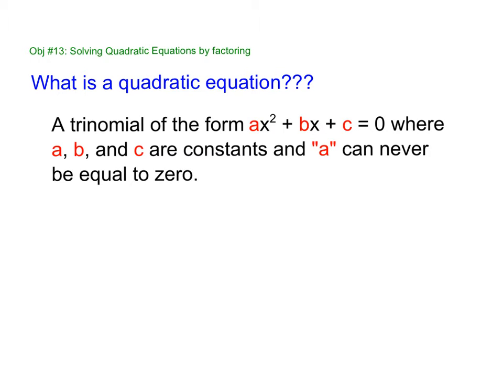So with a quadratic, the highest power has to be x squared. You have to have an x squared. You can't have a quadratic where it's just bx plus c, because that's not quadratic. That would be a linear, like a line.